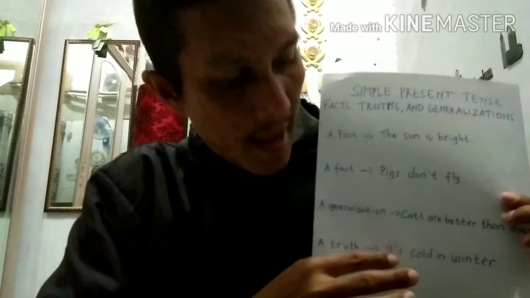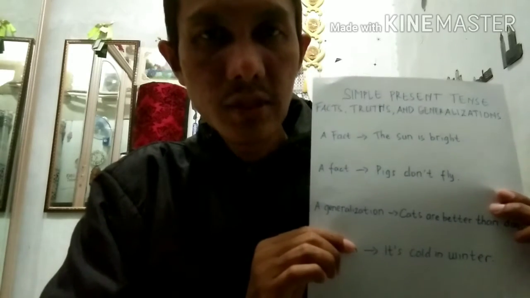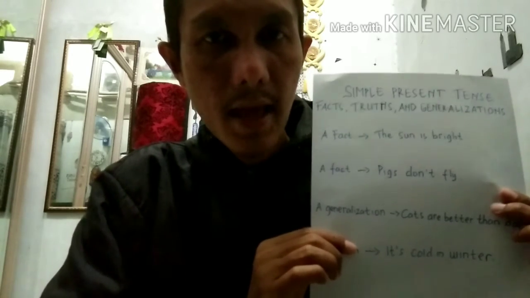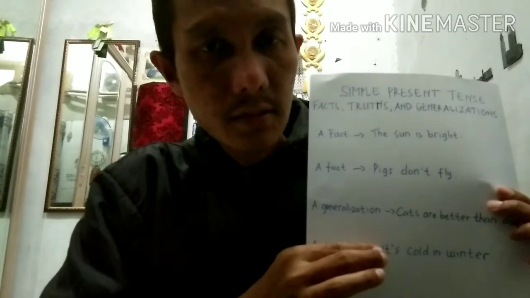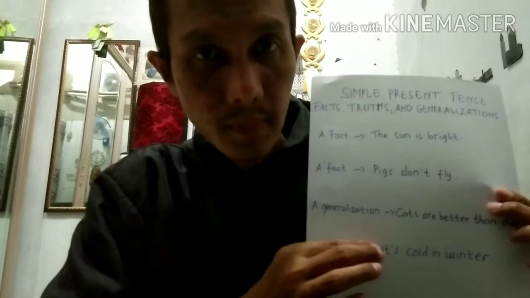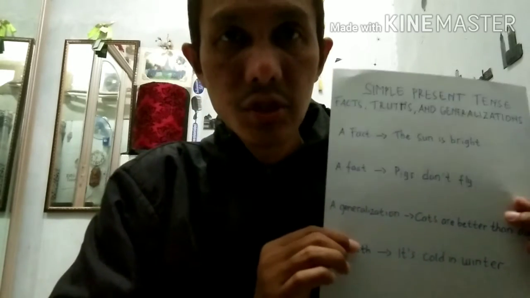Okay, next, in a sentence, I use it's. I use the contraction of it and is, and I combine them to become it's. Alright, let's continue on.